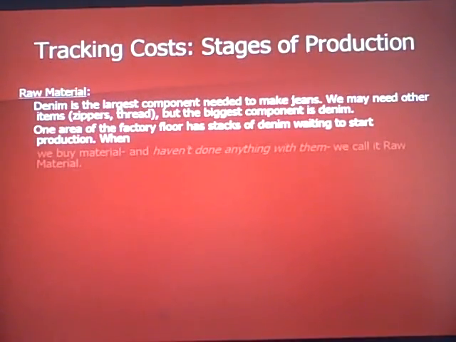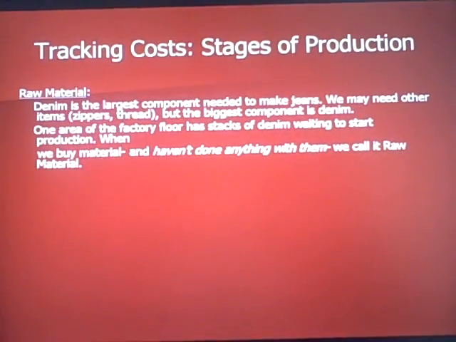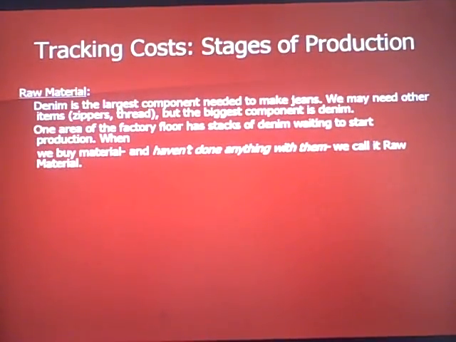Raw material. We already mentioned that denim is the largest component needed to make the jeans. We may need other items like zippers and thread, but the biggest component is denim. So one area of the factory floor has stacks of denim waiting to start production. In other words, we've got the material but no labor yet. When we buy material and haven't done anything with it, we call it raw material, the ingredients of the product you're making.